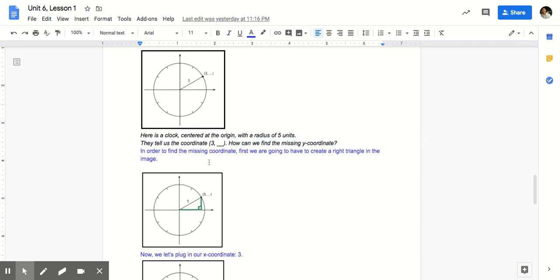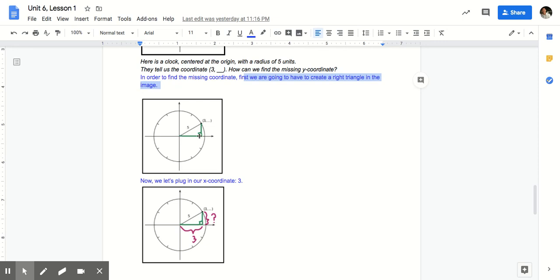In the blue are my notes. So this is how I would solve it. In order to find the missing coordinate, we're first going to have to create a right triangle in the image. And you can see in the second one here, I drew a little right triangle just by connecting this point to the line, straight down, okay? And I put a little square there to represent that this is a right triangle.